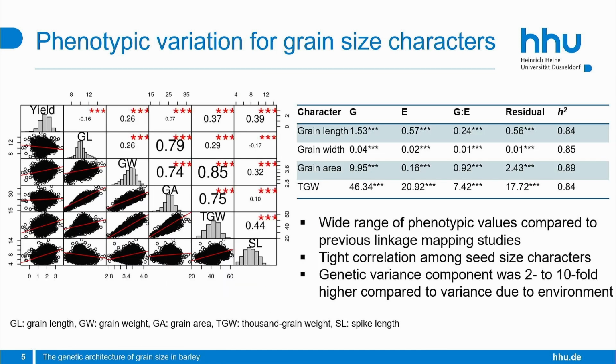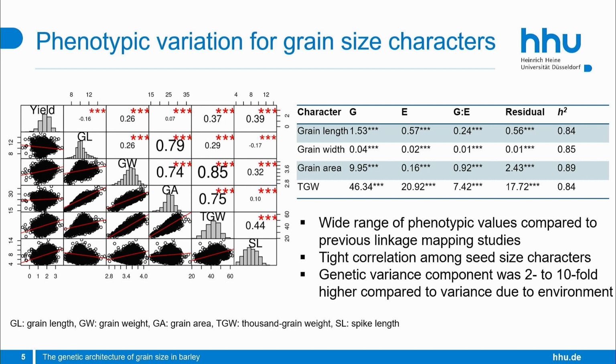So here is just a numerical representation of the phenotypic variation for the grain size parameters for all those 4,000 recombinant inbred lines. And when we looked at the range of the adjusted means for our RIL population, we found out that the range was slightly wider than reported in the previous linkage mapping studies. And also we found out that the grain size parameters are highly, positively correlated with each other. And also, especially 1,000 grain weight and grain width was positively correlated with the grain yield per plot.